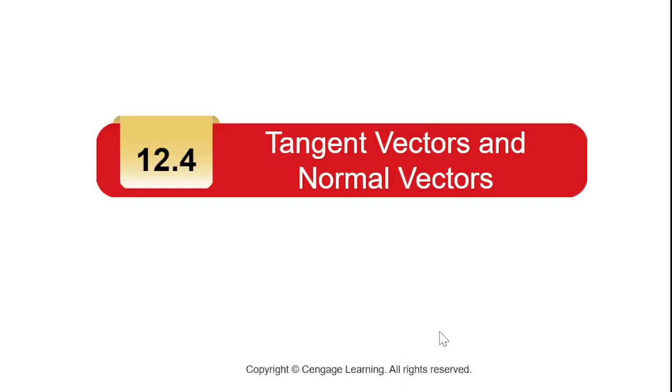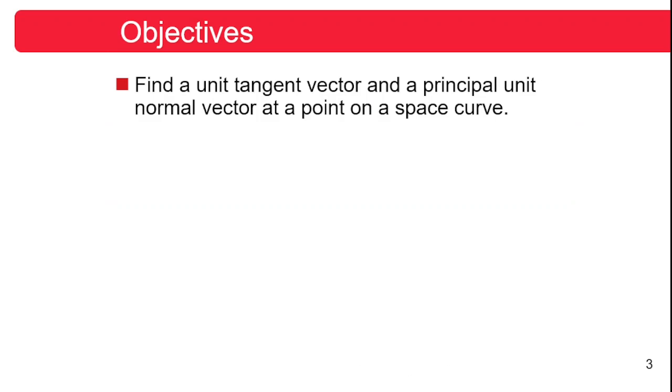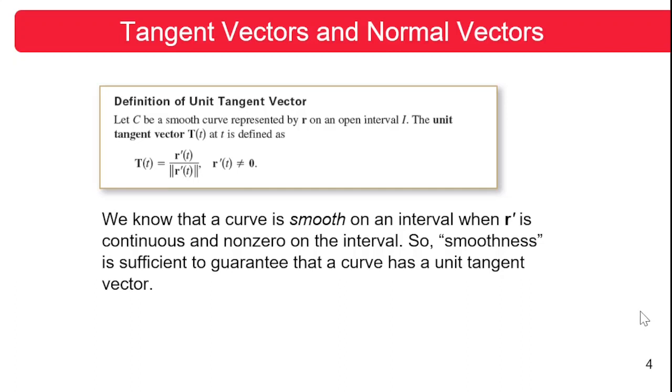Hi everyone, our topic for today is about tangent vectors and normal vectors. So in this lesson, you should be able to find a unit tangent vector and a principal unit normal vector at a point on a space curve. So let me start by defining what a unit tangent vector is.